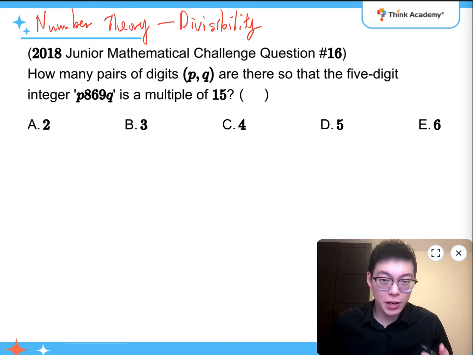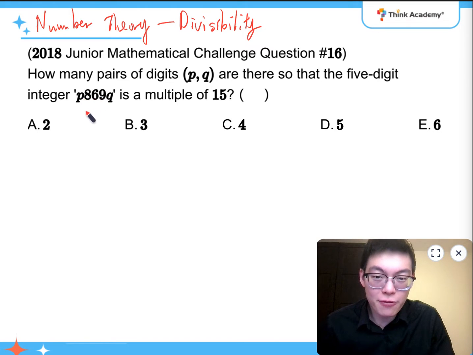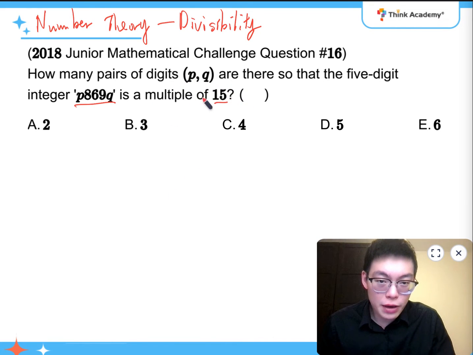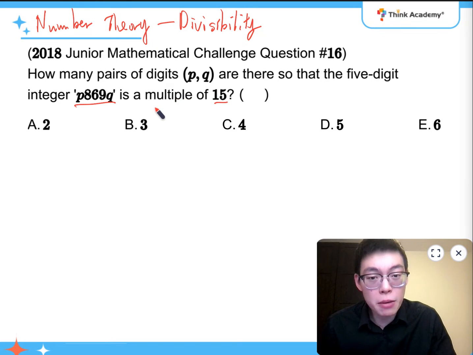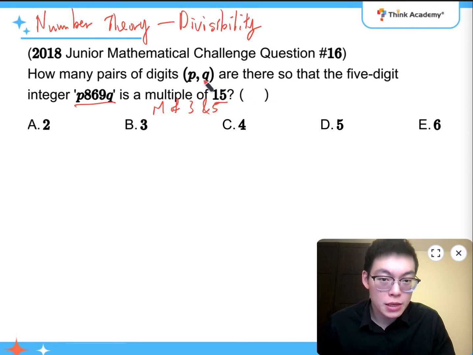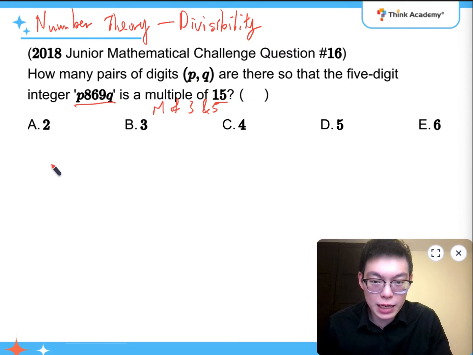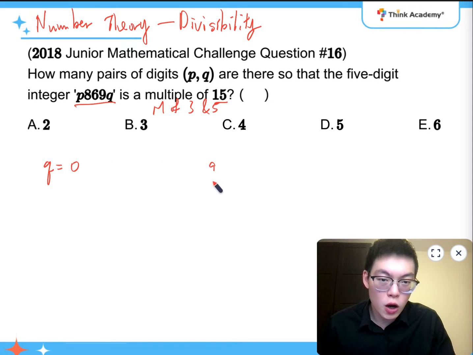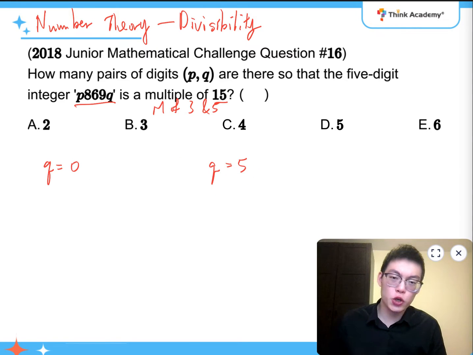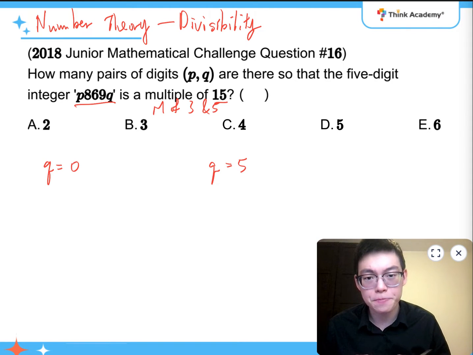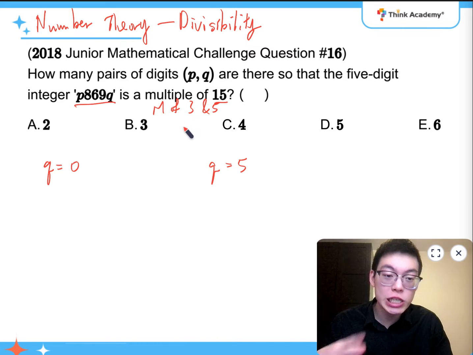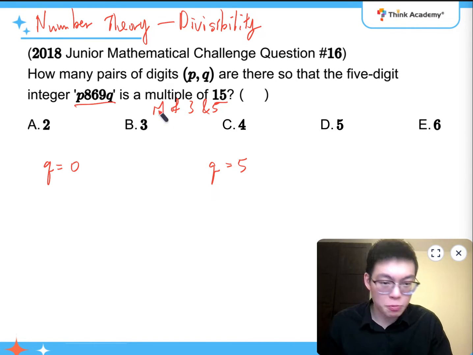So, alright, first of all, this question is asking you that a 5-digit number with 2 of the digits unknown is a multiple of 15. Well, first of all, we need to know if a number has to be a multiple of 15, it is a multiple of 3 and a multiple of 5 at the same time. So now for multiples of 5, we know that it's going to end with 0 or 5, right? Which means that Q is going to be equal to 0 or 5. And as for the multiples of 3, we know that we need to add all the digits up to see whether it is divisible by 3.